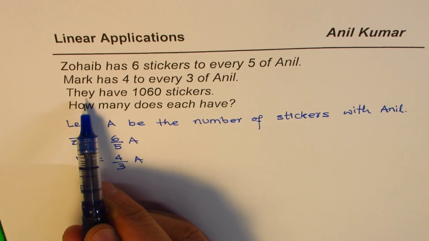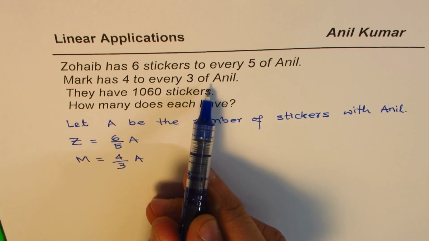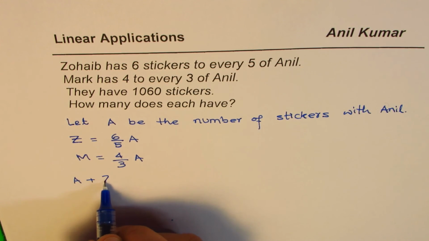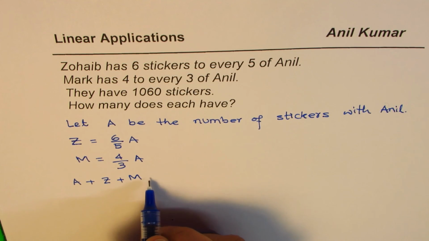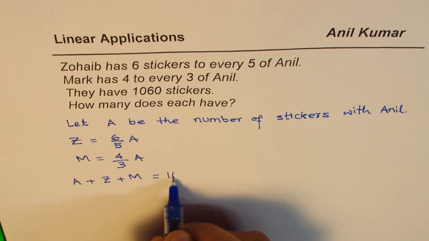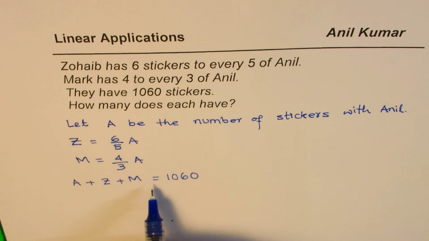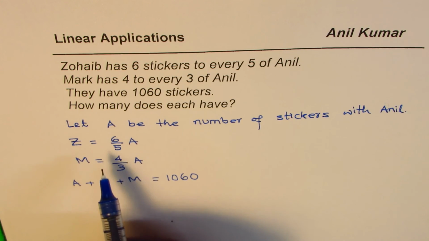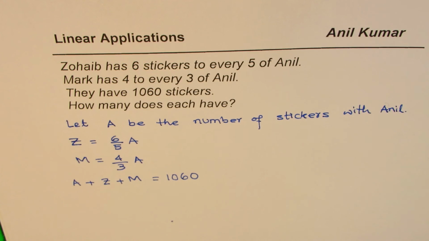Now the third statement is they have 1060 stickers. They means all 3 of them, right? That means Anil plus Zohaib plus Mark, their number of stickers should total to 1060. So we get the next statement translated into the form of an equation. Do you see that? We have 3 equations from 3 statements. How many does each have? We have to find the value of each variable which we have defined.